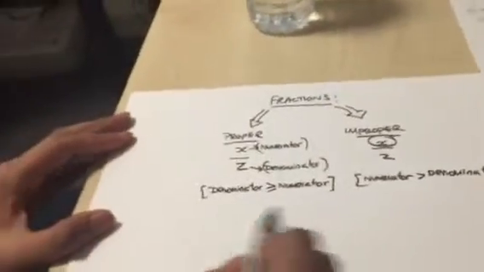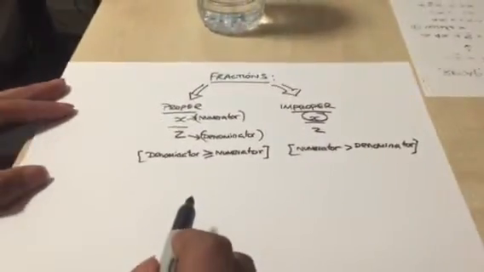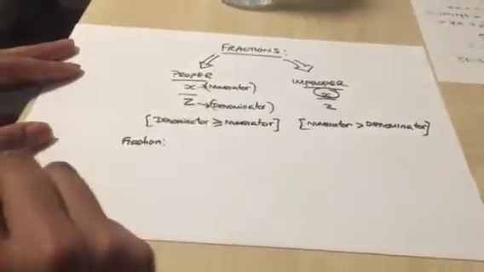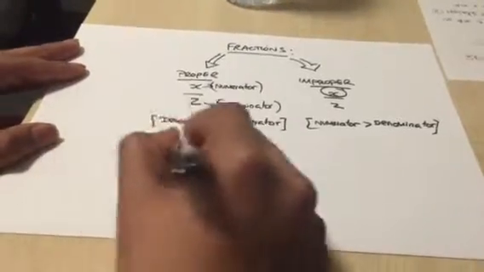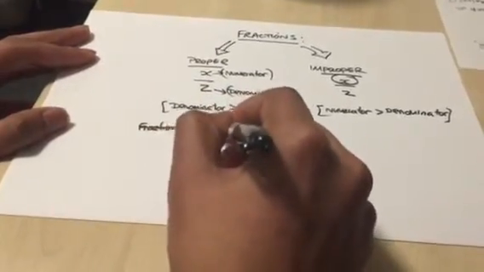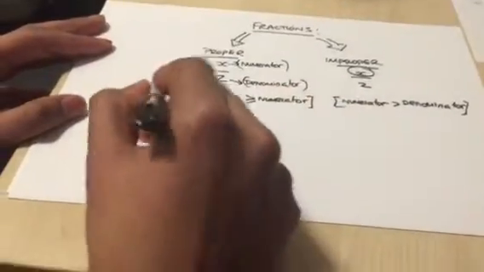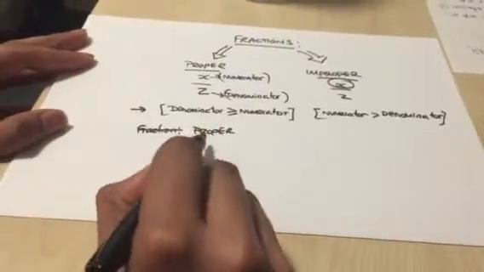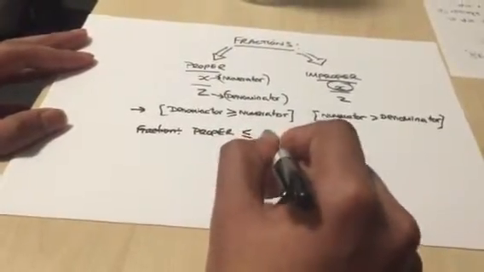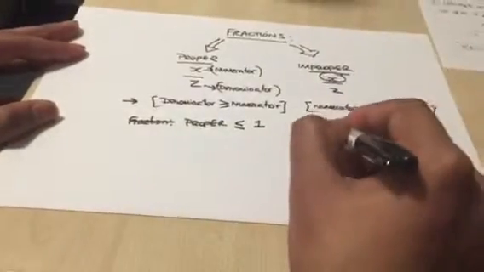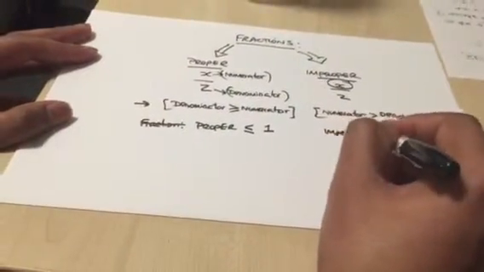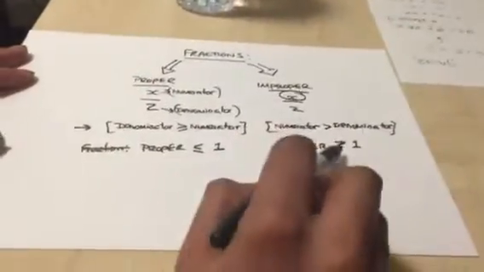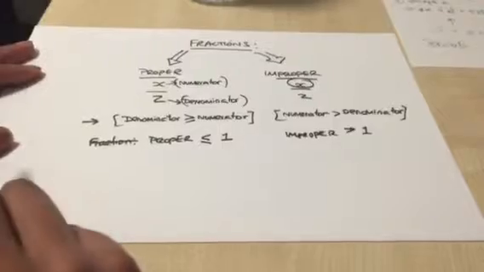Okay, an example. Right, before we go for an example, first things first. A proper fraction: there are two definitions. One is the denominator is always greater than or equal to the numerator. Another one is a proper fraction is usually less than or equal to 1. Okay, and improper is greater than 1. Notice that it's not equal to, it is greater than 1.